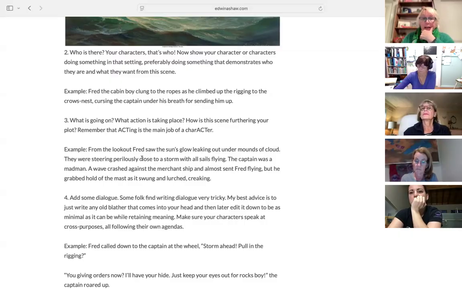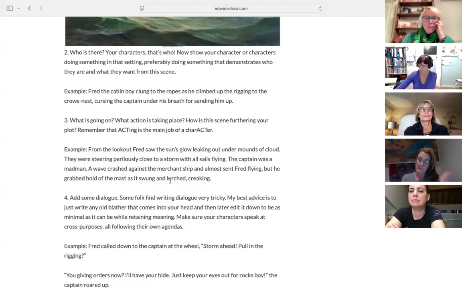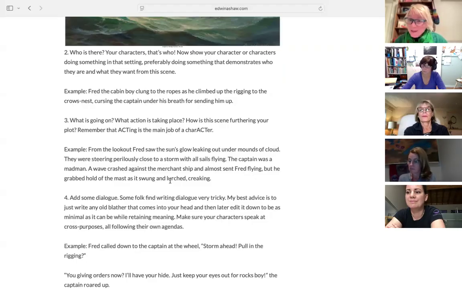So from the lookout, Fred saw the sun's glow leaking under mounds of cloud. They were steering perilously close to a storm with all sails flying. The captain was a madman. A wave crashed against the merchant ship and almost sent Fred flying, but he grabbed hold of the mast as it swung and lurched, creaking. So we've got fear, then we've got more fear, but he hung on. So we've got a little bit of hope. Okay, so you're always thinking movement between hope and fear.